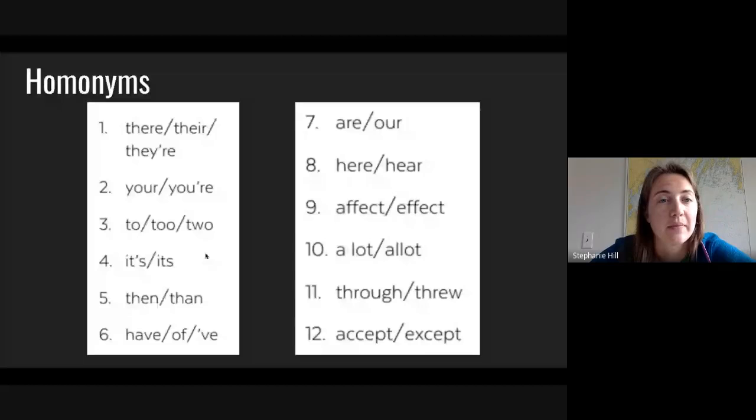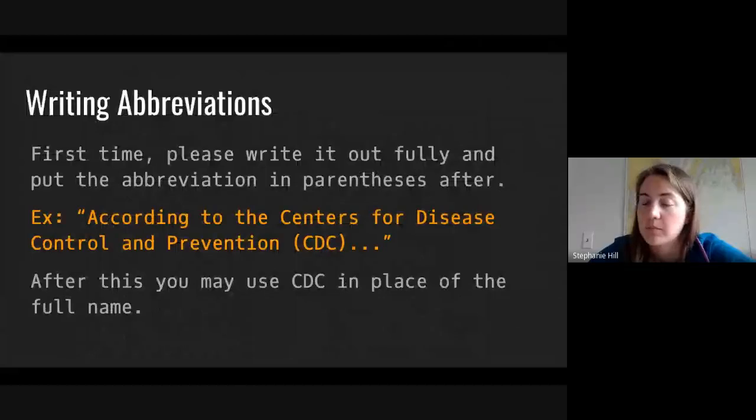Okay, writing abbreviations. How are we doing on time? We're okay. Now, I think I already mentioned this in that first slide, but anytime you introduce an acronym, so like a couple of letters that stand for something, for example, Black Lives Matter, a movement that is taking full force right now, it's abbreviated as BLM.